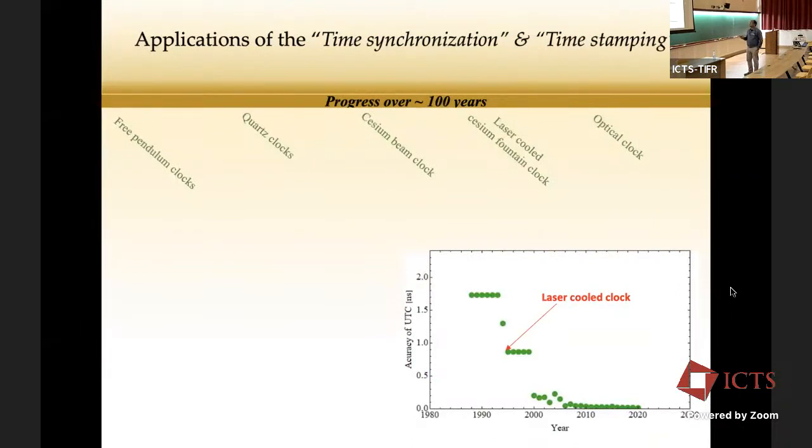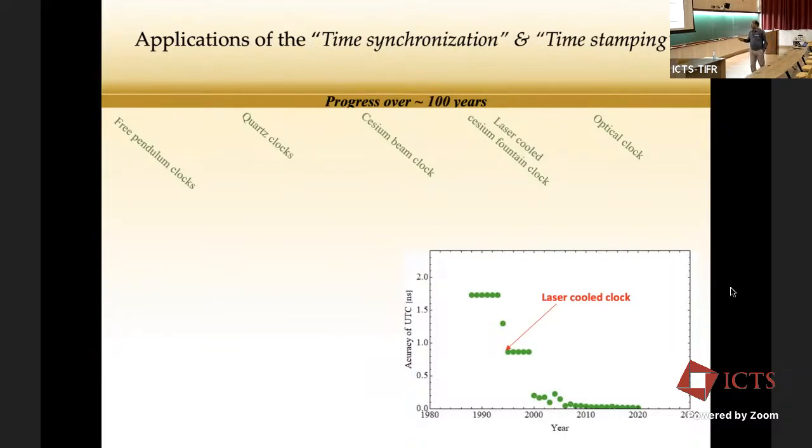Over the last 100 years, we have gone from the free pendulum clock to the optical clock. And now see how UTC has improved over the last, let's say, 40 years. UTC is Universal Coordinated Time. If you remember, Fritz Riehle was telling about this definition. UTC is a time scale which is maintained by atomic times, practically cesium clocks.